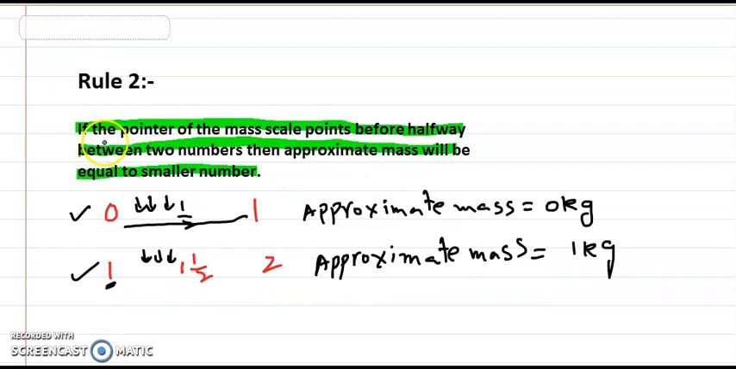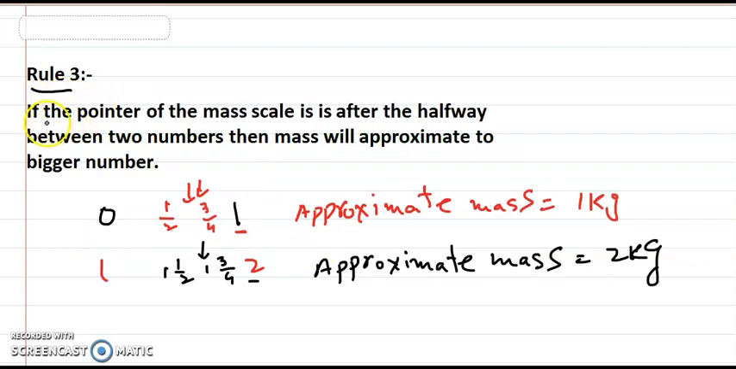Then here is the second rule. If the pointer of the mass scale points before halfway between two numbers, then approximate mass will be equal to the smaller number. And here we took these two examples. Then here is the third rule, where if the pointer of the mass scale is after the halfway between two numbers, then mass will approximate to the bigger number. And here we did some examples.